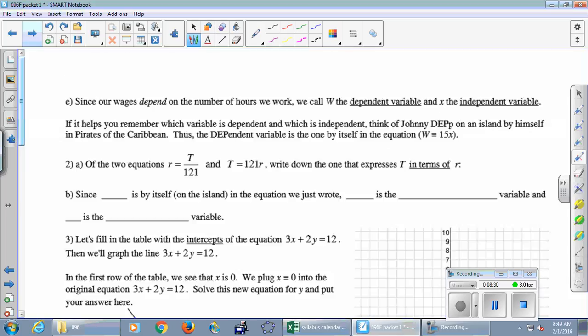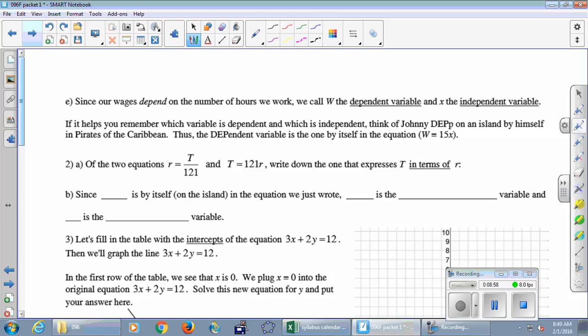On the next page, more vocabulary for us. We've defined "in terms of." Now we're going to define dependent and independent variables. Since our wages depend on the number of hours we work, we call W, wages, the dependent variable, and X, which was the hours, the independent variable. Right? The wages depend on the number of hours you work, dependent variable and independent variable.